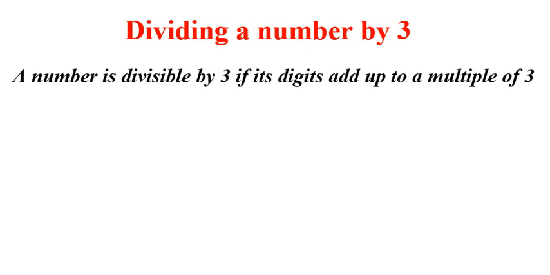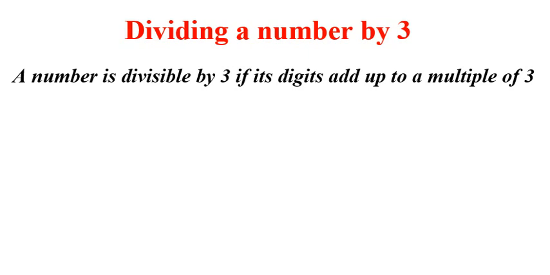Dividing a number by 3. If you are given any number and you want to divide it by 3 quickly, you want to be very sure first whether the number is really divisible by 3. To test for that, look at the digits involved in the number given and see whether, if you add all the digits together, you get a multiple of 3.